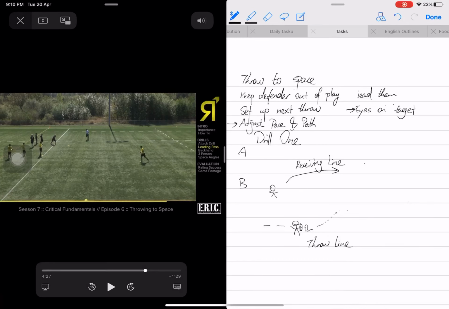Okay, the next drill, we still have 2 lines, one receiving line and one throw line. And the thrower needs to make sure that you throw the disc in front of the offensive player, so that the receiver can chase after the disc rather than behind them. So make sure you throw in front of them, of their pass, to make sure you are leading them. Okay, those are the 2 drills we are going to do.